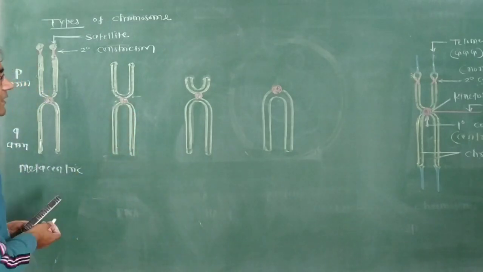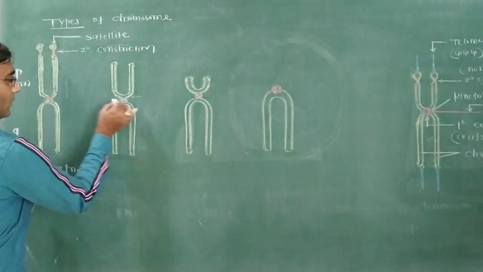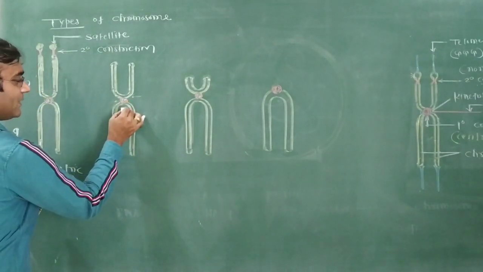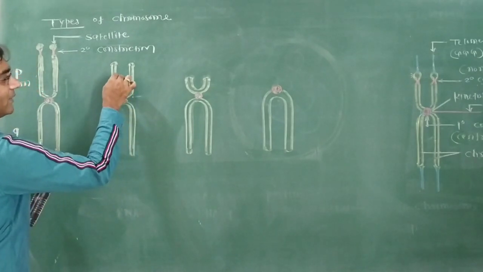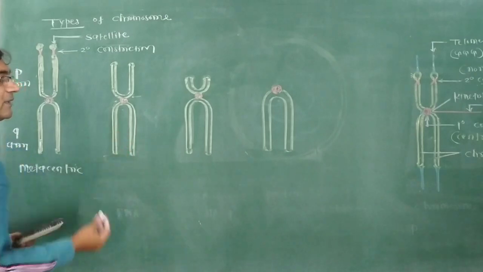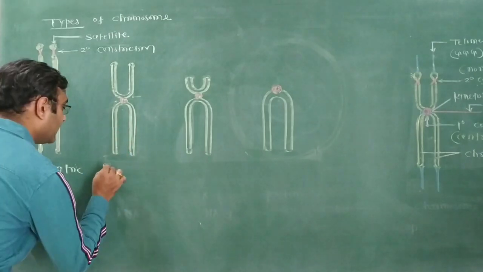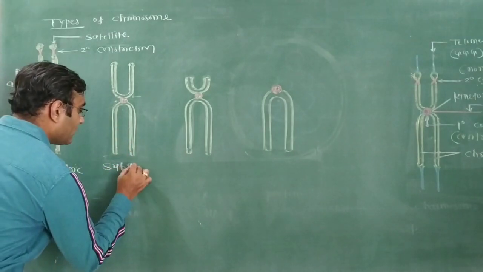Now, there is a second type of chromosome. The centromere is present slightly away from the center. So one arm is slightly shorter and the other arm is slightly longer. That is considered a sub-metacentric chromosome.